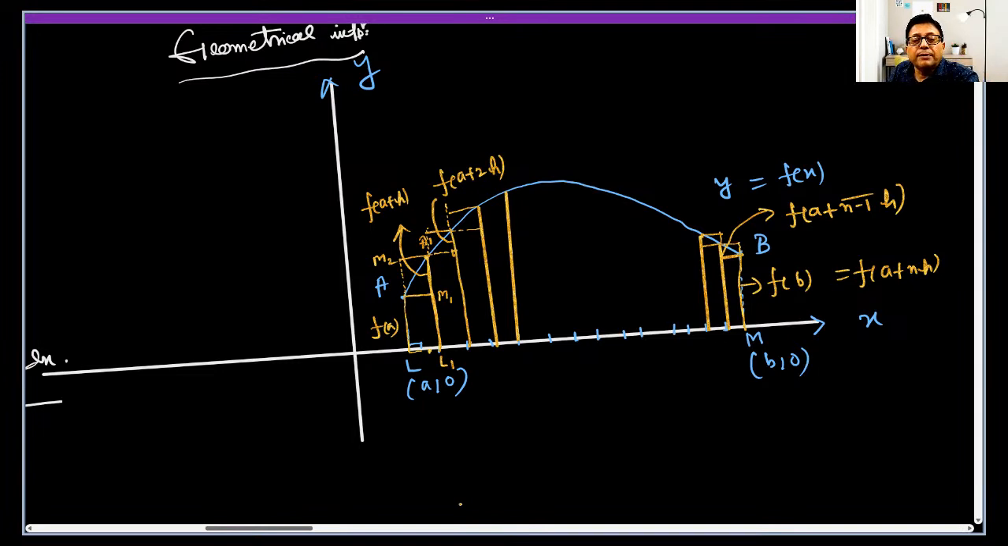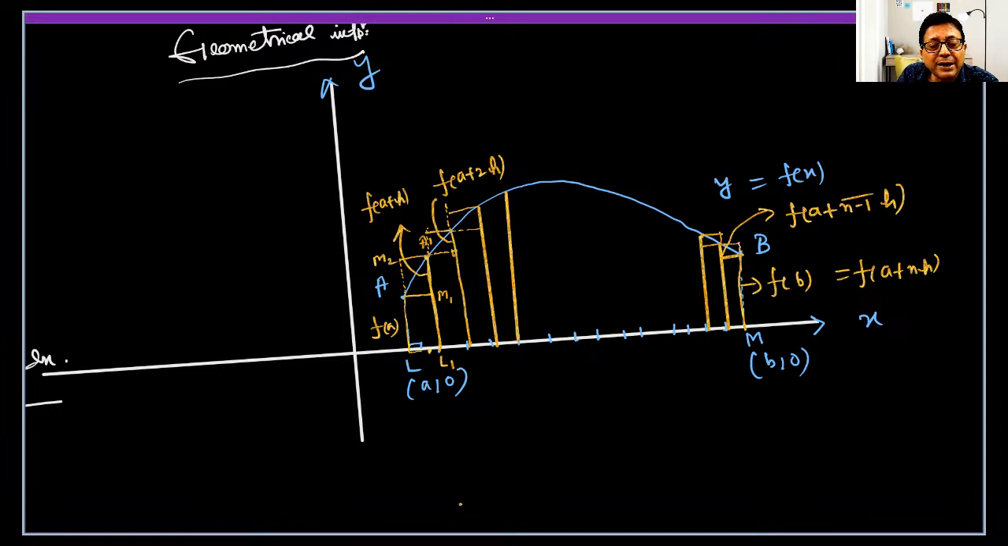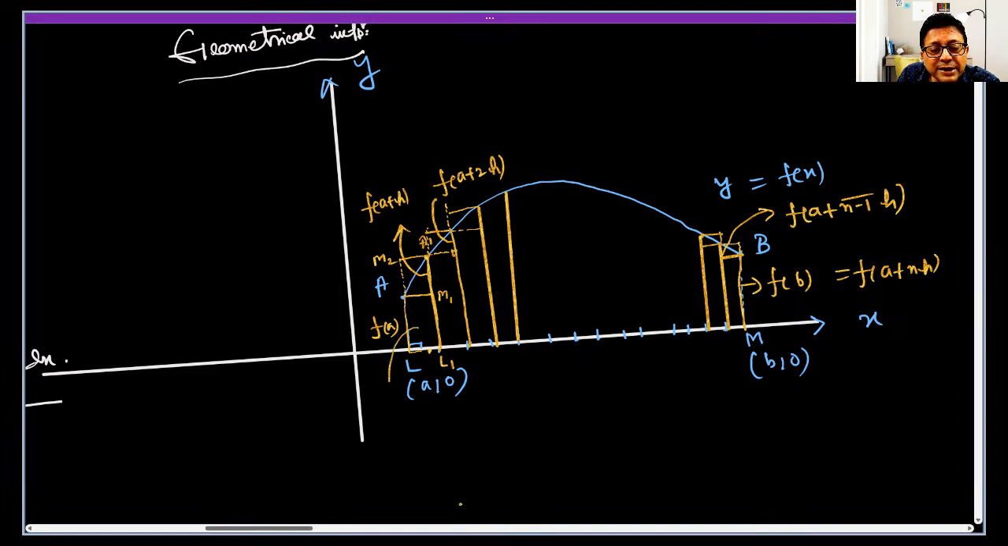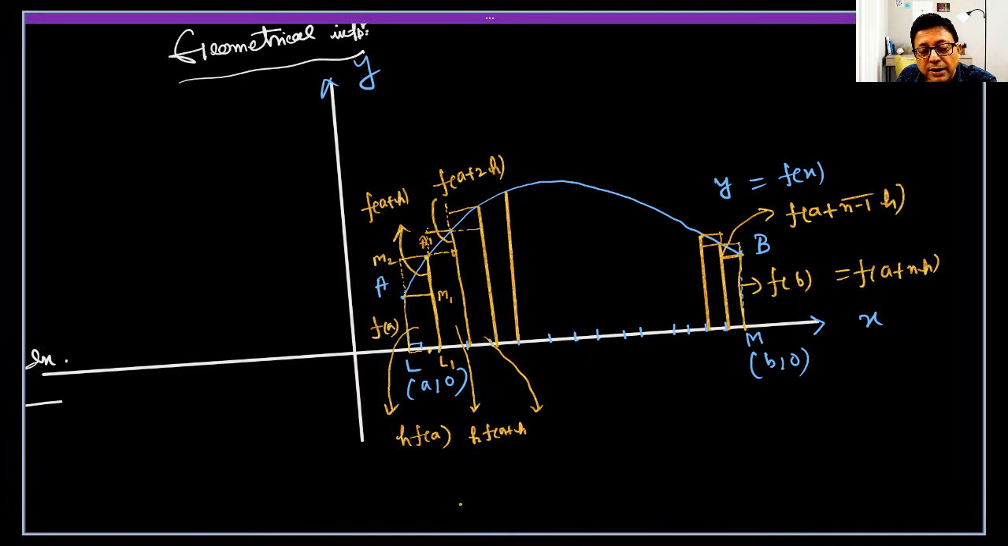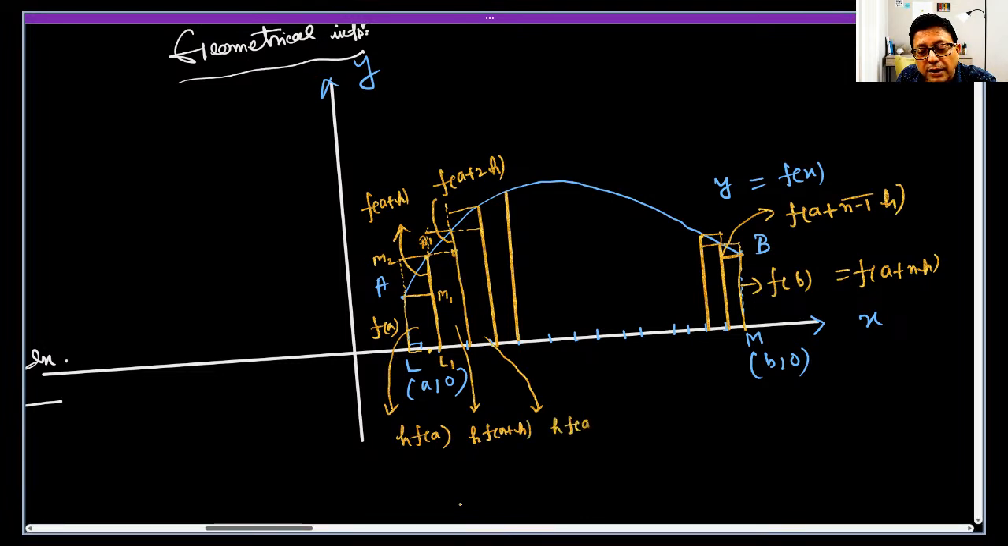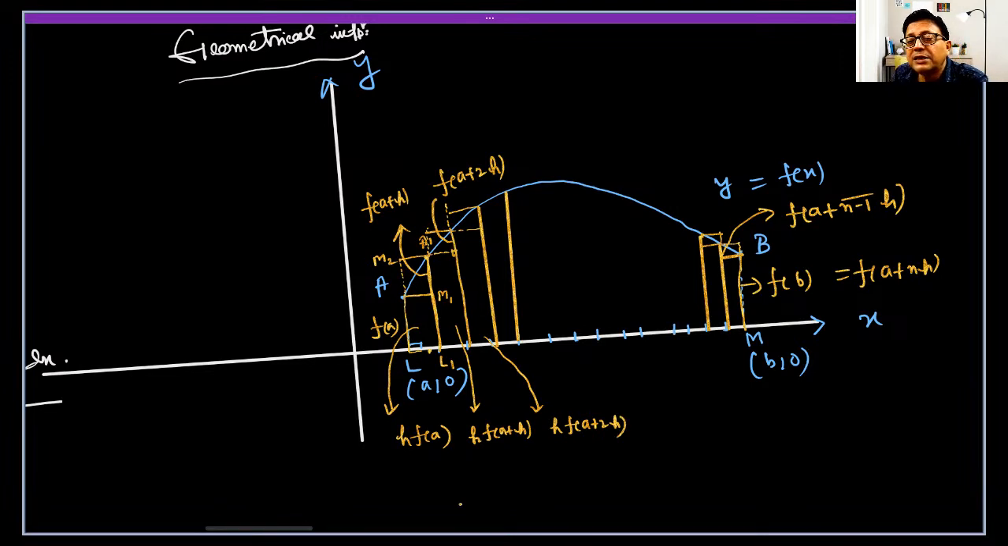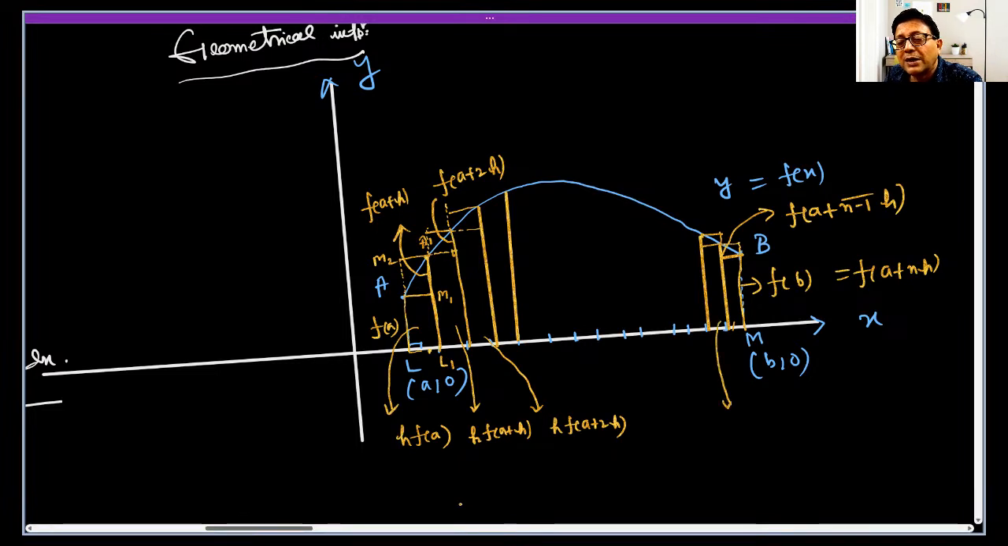Now, look at this diagram. This you have taken f(a) and length is h. What's the area of this inner rectangle? h f(a). What's the area of the next inner rectangle? And till this you consider. What is the area of the last inner rectangle? h f(a plus (n minus 1) into h).